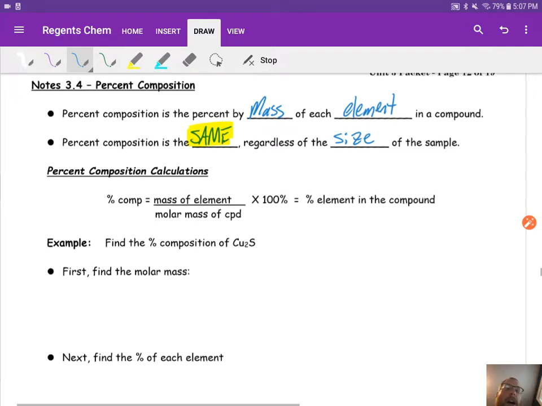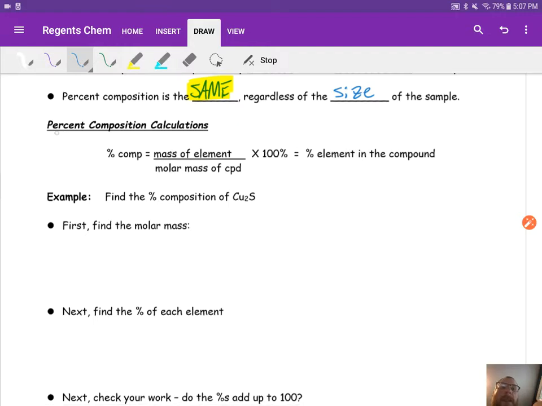So how do we calculate percent composition? Whenever you hear the term percent, we've already done percent before. It's always part over whole, times 100. This is just a different application of it. The part is the mass of the individual element. The whole is the mass of the compound. So we figure out each individually, so we need our molar mass, and then we can go from there.